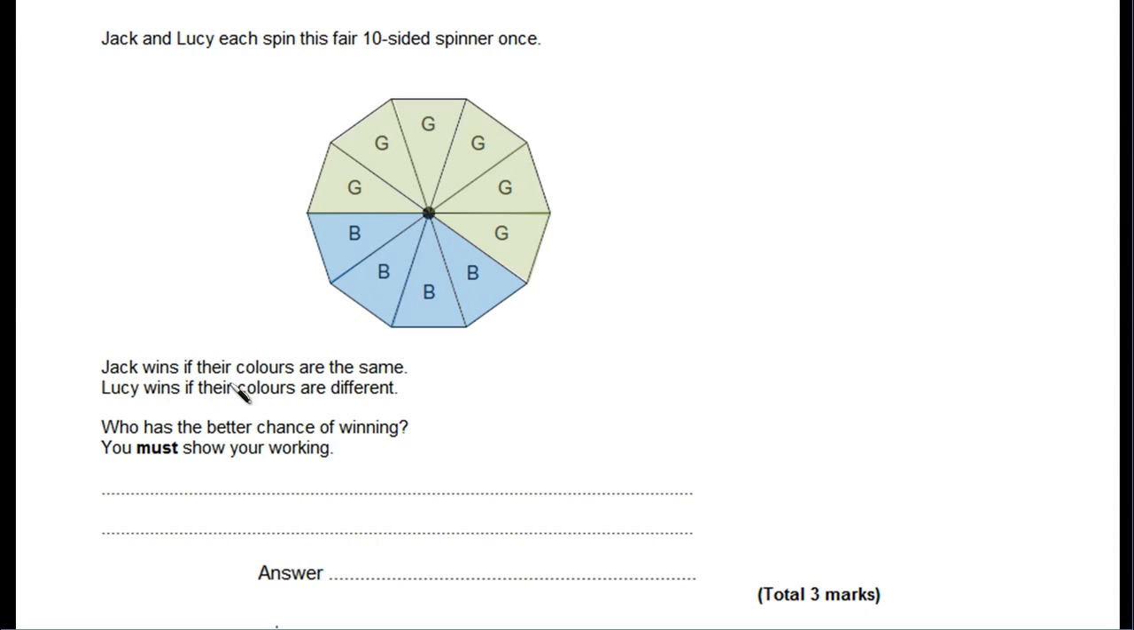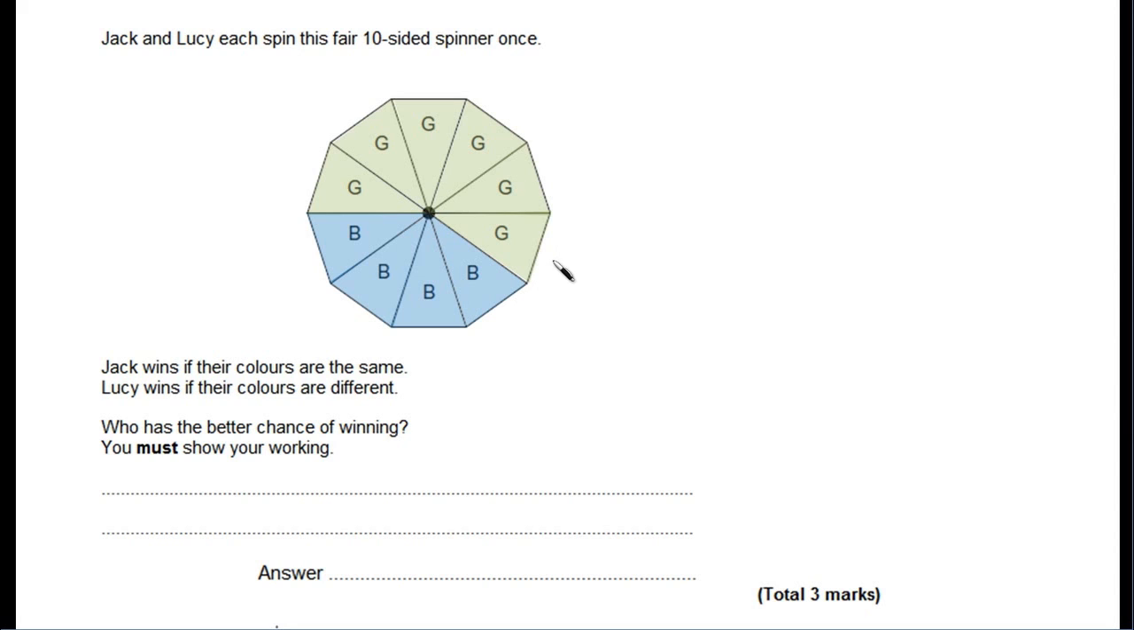Now it tells us that Jack wins if the colours turn out to be the same, and Lucy wins if the colours turn out to be different. So we're looking at the probability of all the outcomes where the colours are the same, in other words GG or BB, versus the probability of them being different, in other words GB or BG. So who has the better chance of winning, Jack or Lucy?